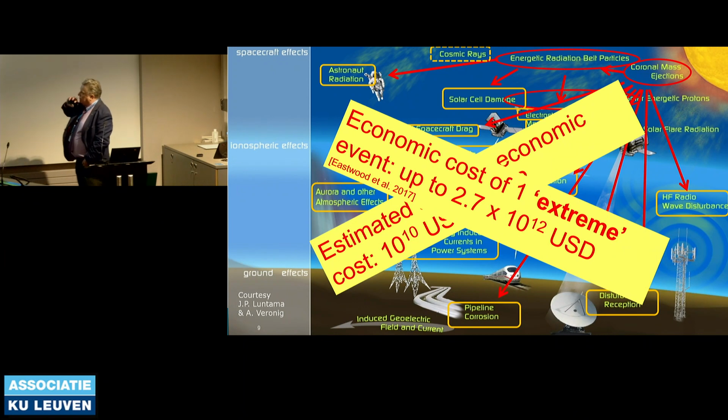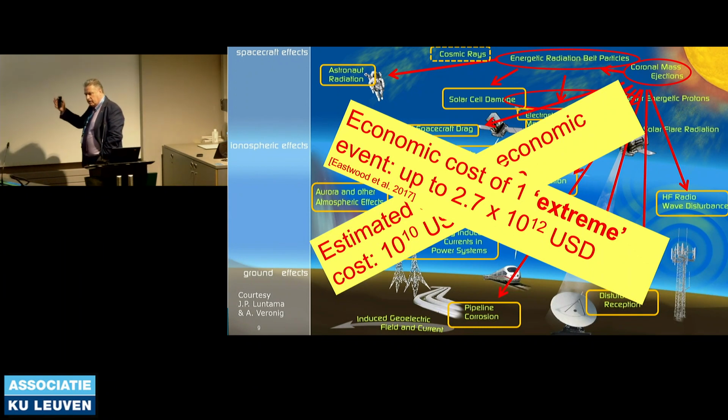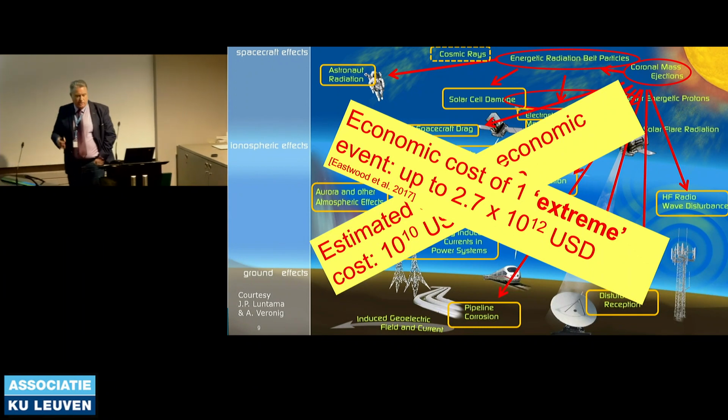But it was also estimated by Eastwood et al. in 2017 that the economic cost of one extreme event can be up to $2.7 trillion. This is a lot. This is 15% of the GDP of Europe from 2023. So this is for a single event. And the recovery time, reported in that paper, would be 6 to 10 years to repair all the damage.